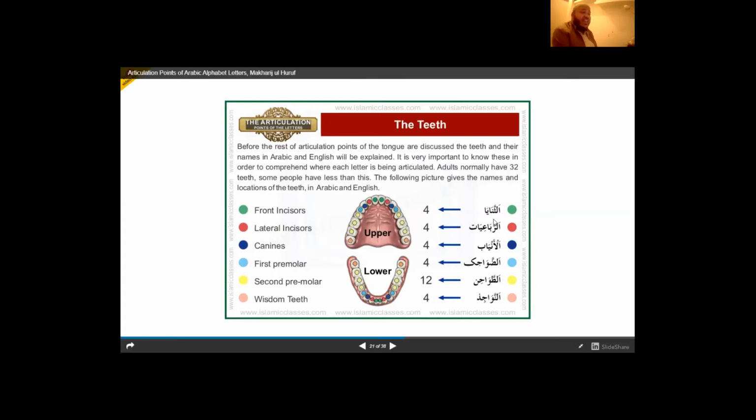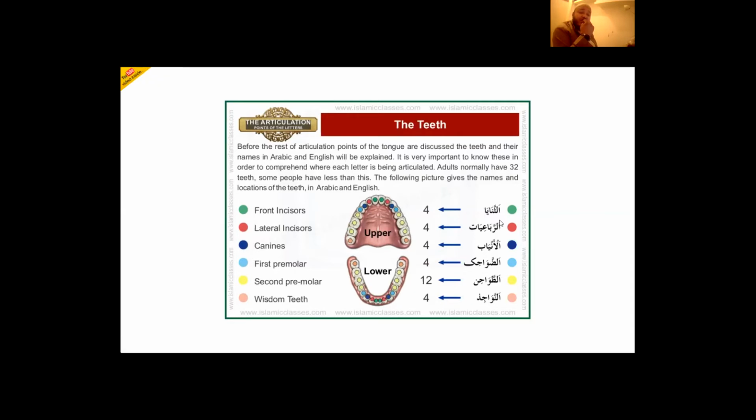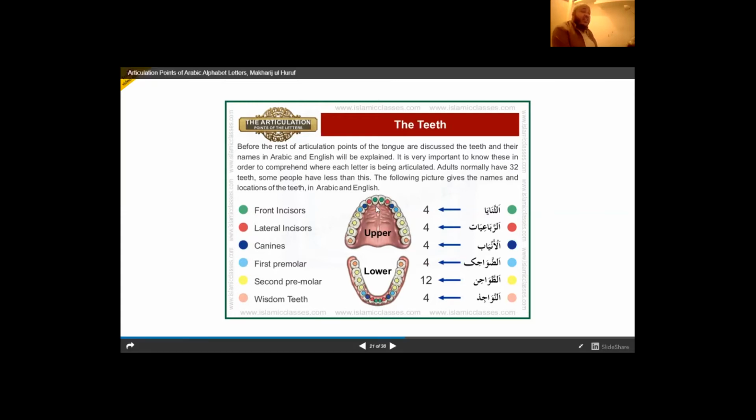Okay, athanaya is the front two teeth, top and bottom. They're called athanaya, front incisors. That's what it's called in English, front incisors. There are certain letters that you'll need to pronounce from here.